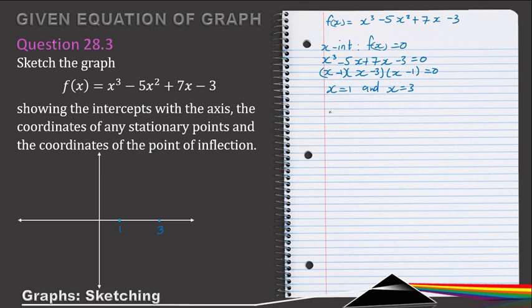Alright, so next we need to find the y-intercept, and that we do by setting x equal to 0, so y is equal to -3. Then I put that on my graph at -3.